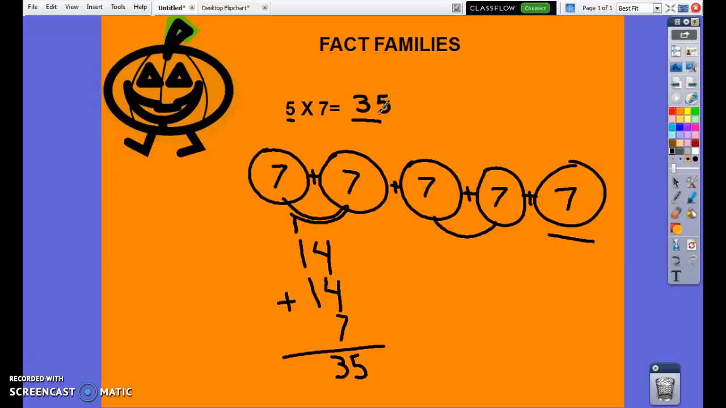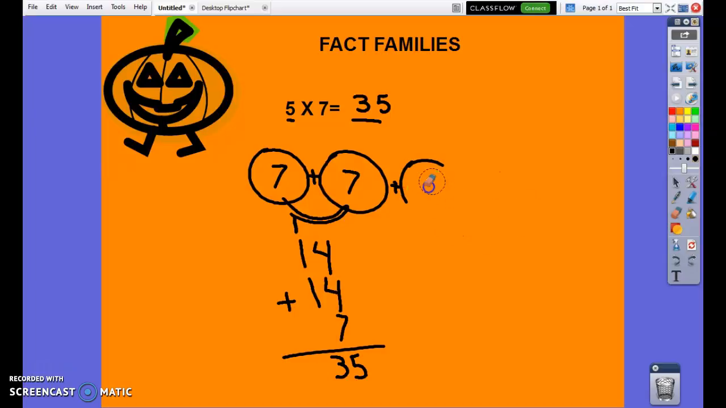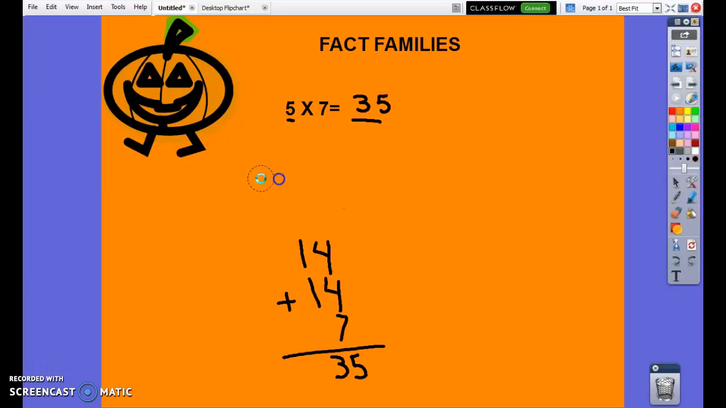Well, you're probably wondering why I'm calling this a fact family. Well, first we have to solve for our problem. Then we can use our fact family strategy to find out all similar equations. So I'm going to erase my work here. Then we will find all of our fact families for 5 times 7.